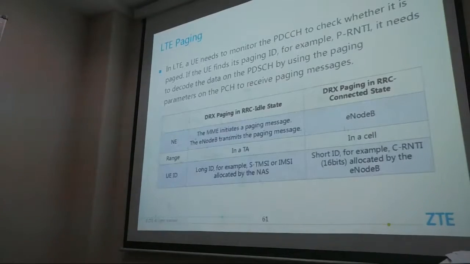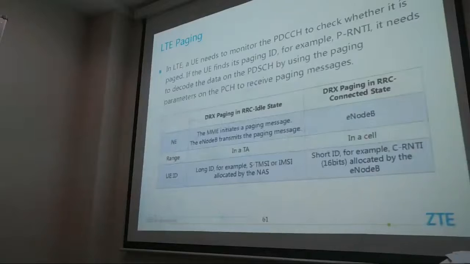Instead, we introduce connected DRX. In idle state, it's for the paging. When we introduced the basic procedure, we said that for paging we have two cases. Paging can be triggered by the MME. It can also be triggered by the eNode B, but it has a different function.